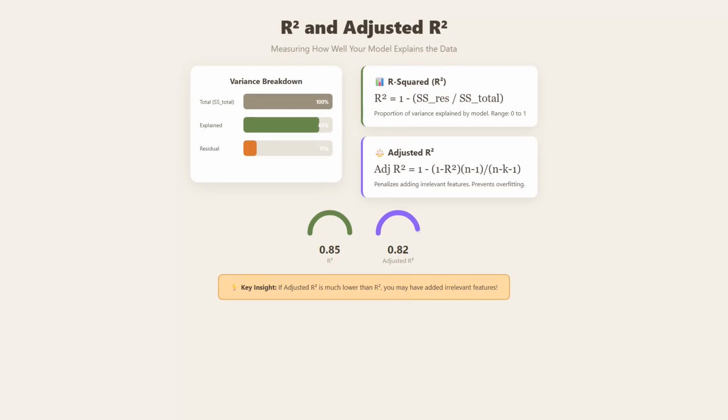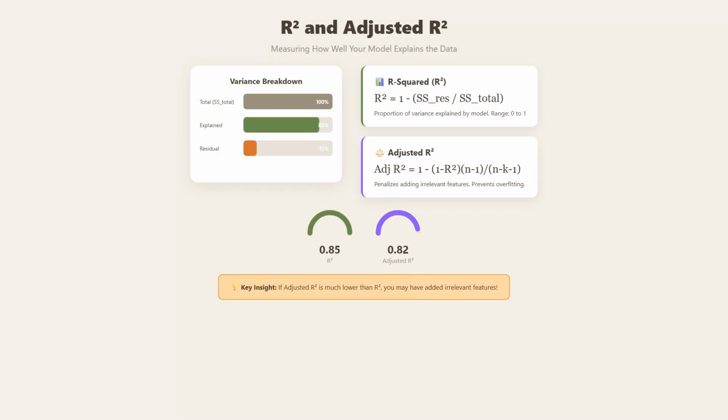An R-squared of 0.85 means your model explains 85% of the variance in your data, which is generally considered quite good. R-squared ranges from 0 to 1, where 1 would mean perfect predictions. But here's a crucial caveat. R-squared always increases or stays the same when you add more features, even if those features are completely irrelevant.